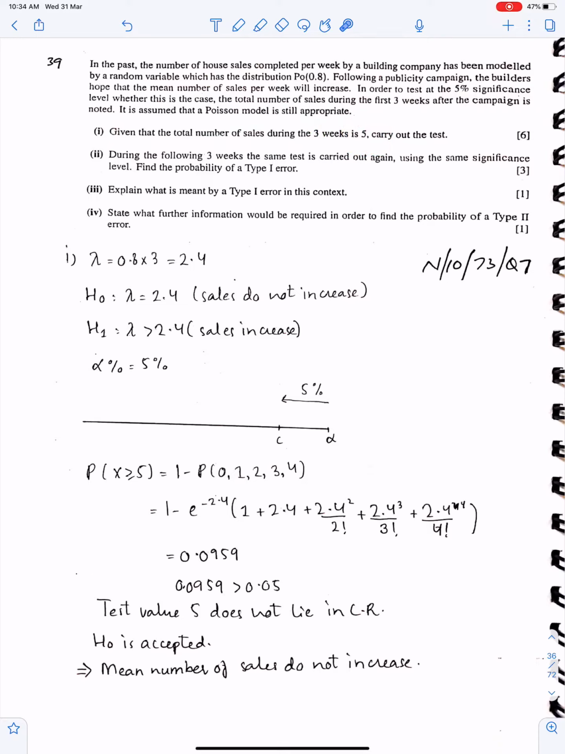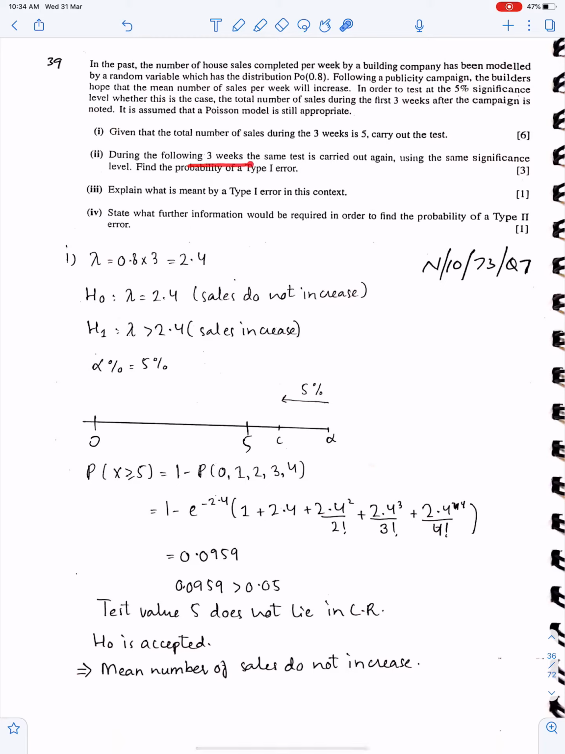we have to check whether this 5 lies in critical or not. So x greater equal to 5 means this, and this probability is greater than 5%, so 5 is not in the critical region, 5 is here. Therefore, you have to accept H naught. That means sales do not increase. You have to accept H naught, sales do not increase, or reject the claim.